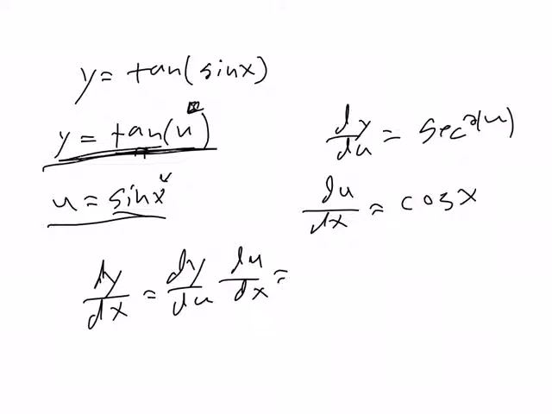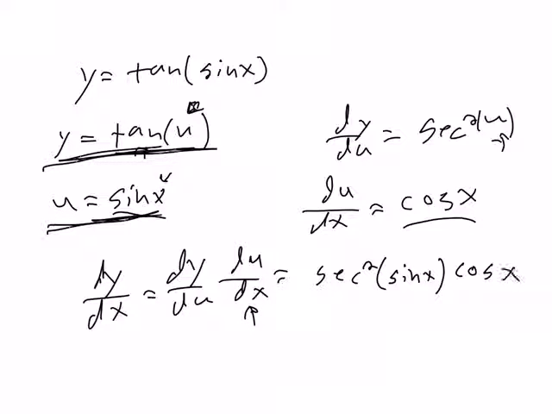So we write this out, and now we just replace u with sine of x. So it becomes dy over dx is equal to secant squared, and now u in terms of x, so we get sine x, and then cosine x for here, so we just get cosine x. That's that derivative. Next problem is problem 5.